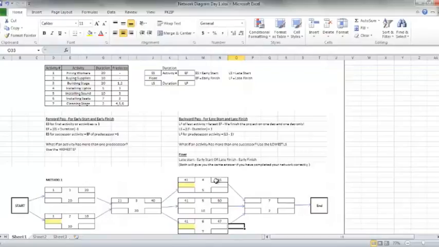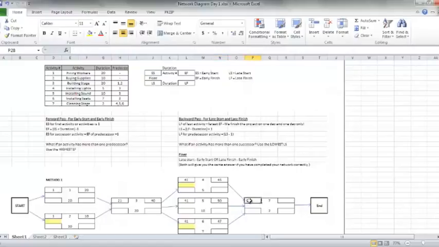Now we're at the very last activity. And again, I have to make a choice because there's more than one predecessor. So again, I use the highest early finish, because if it must wait for all 3 of those activities to finish before it can start, it cannot start until the last one finishes. So I use the early finish of 50 because that's the highest one, right? And now it's 50 plus 1.